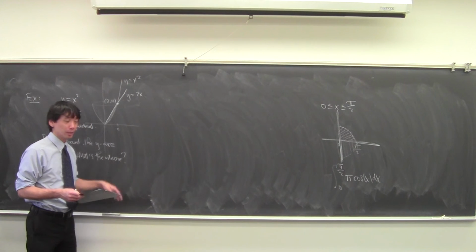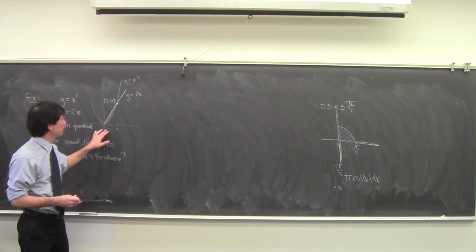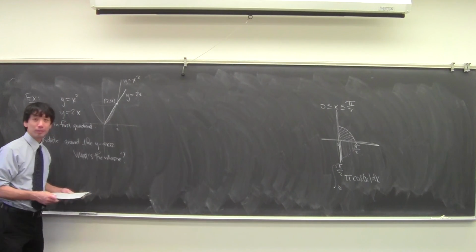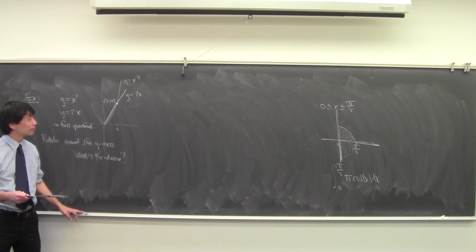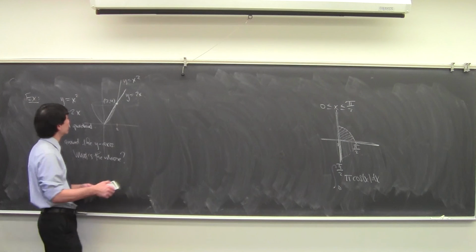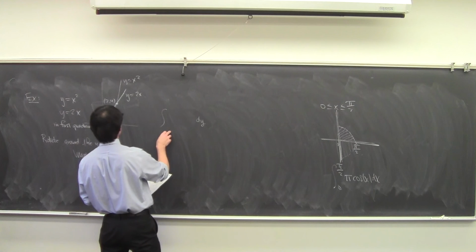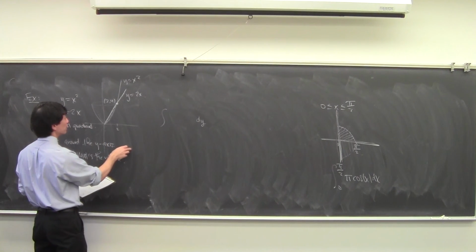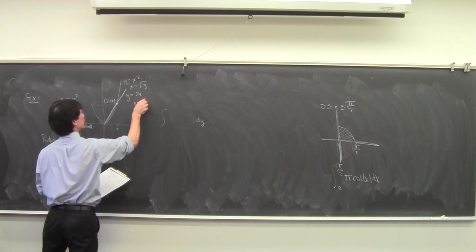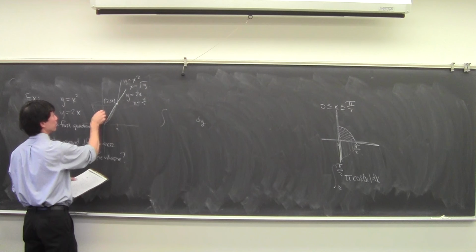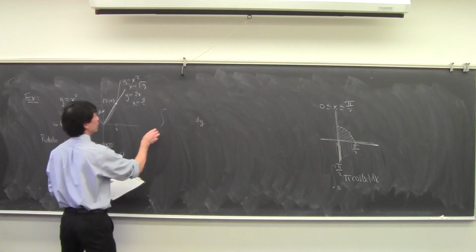Okay, who would like to talk about it? Molly, how about you? You sound like you know what you're doing. Since we're integrating with respect to y rather than x, you have to switch everything to x equals. So I got the radius of the outside would be the square root of y. Since everything is circles, it would be pi times the square root of y squared, which is just y.